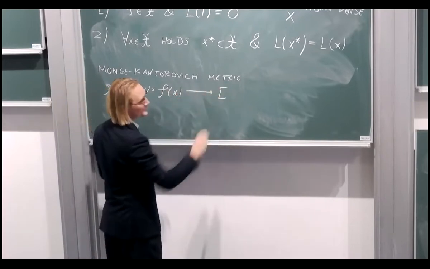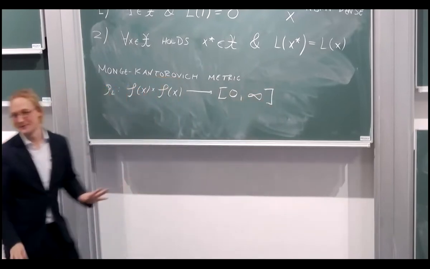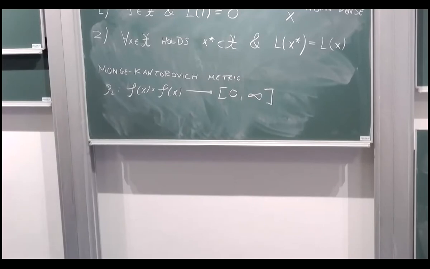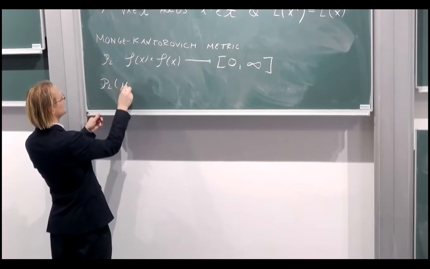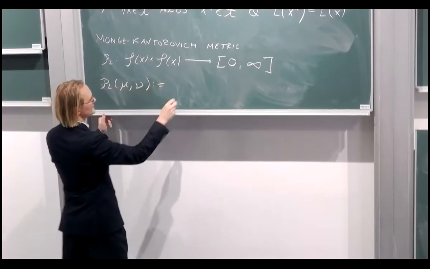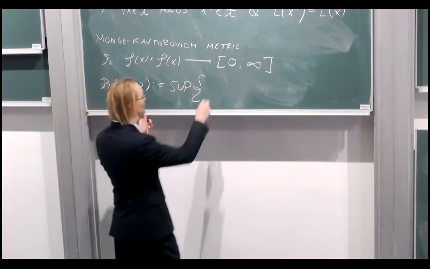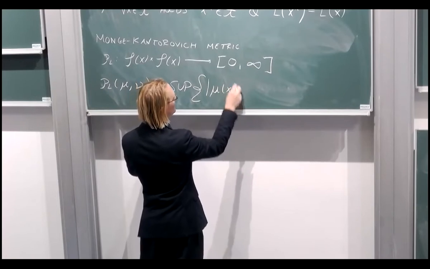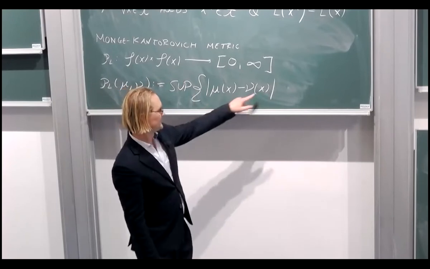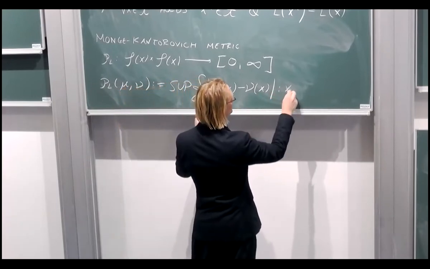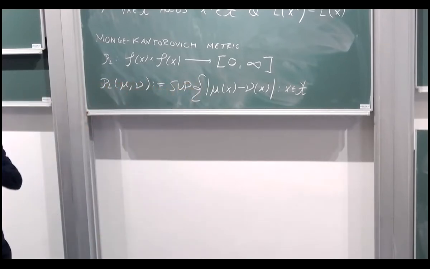It's almost a metric. It could take the value infinity, but otherwise it satisfies all the usual properties for being a metric. How is it defined? The distance between two states, mu and nu, is the supremum over absolute values of the difference of my two states, mu and nu, evaluated at x, where x has to belong to the domain of my semi-norm, and when I apply the semi-norm to x, it has to be dominated by one.